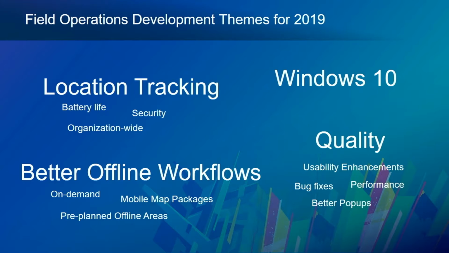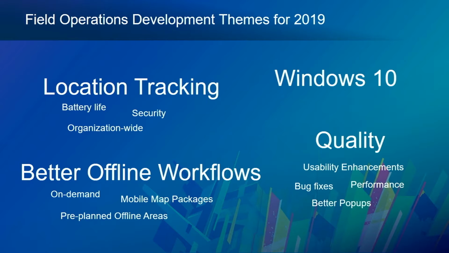Just as a whole, not Navigator specific, the field operations development team has a few themes for 2019 that we're really focusing on. I mentioned location tracking and our Tracker for ArcGIS product. That is one of those key themes. So with location tracking, that is that Tracker app on your mobile device. When you turn it on, your location will be able to be seen back in the office by people that are allowed to see it. That has implications through some of the other apps, things like Explorer, things like Collector.